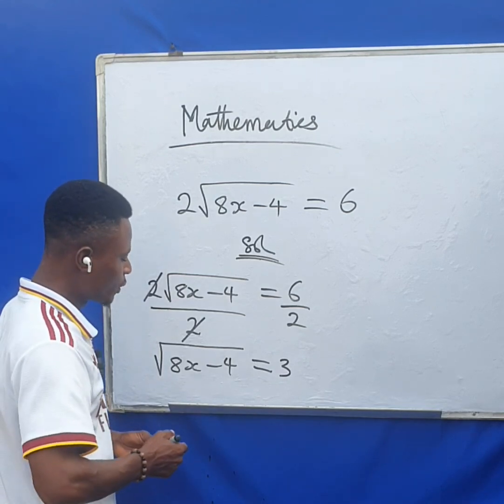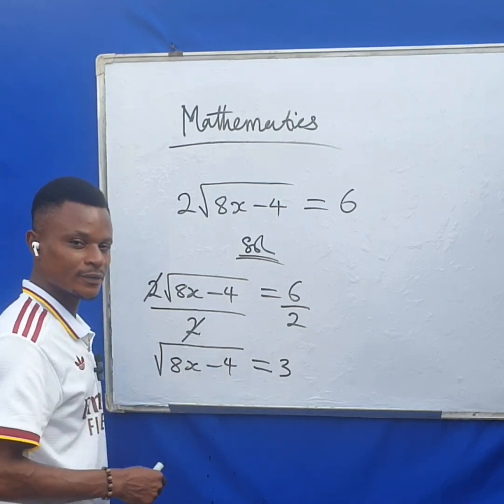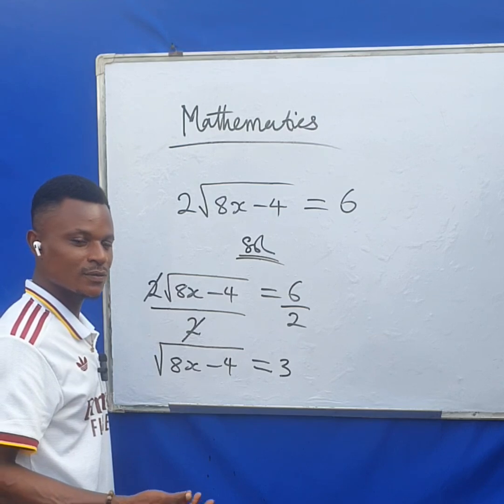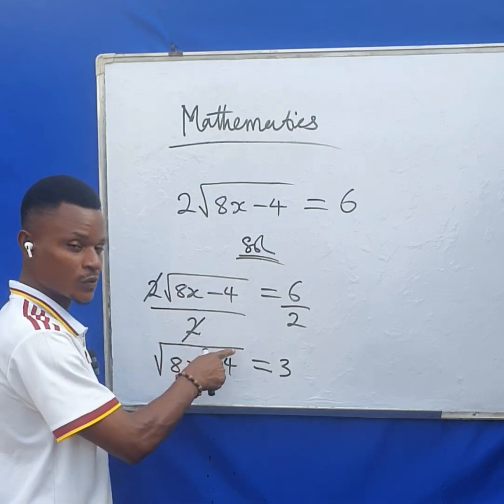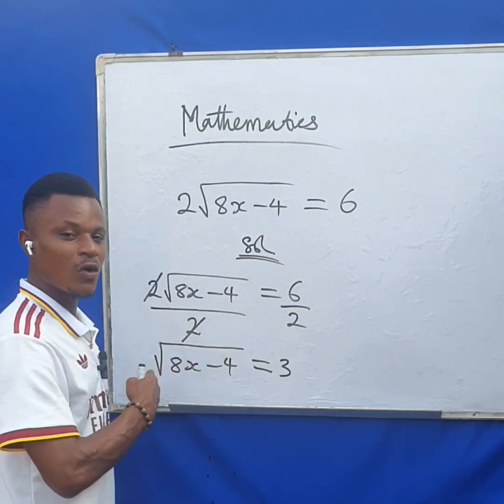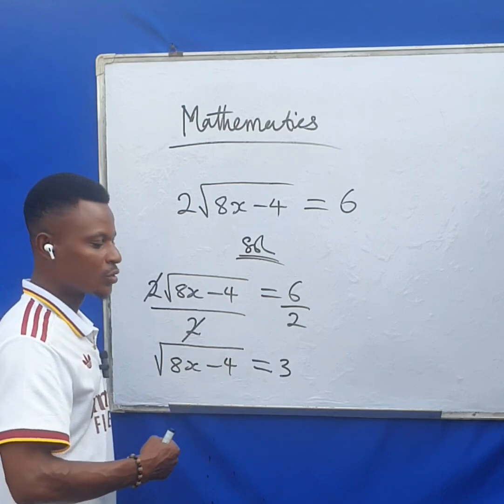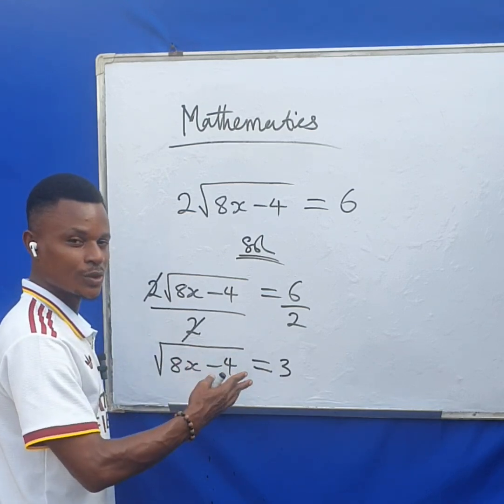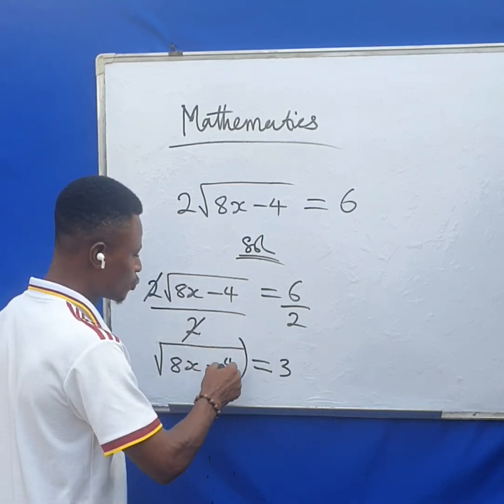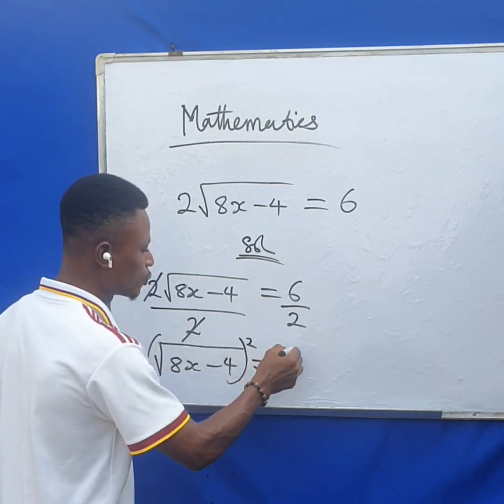The next thing to do is to get rid of this square root sign here. And how do we do that? Anytime you want to remove a square root sign, you take the square of both sides of the equation. So we are going to square both sides of the equation. We're going to square this and also square this.